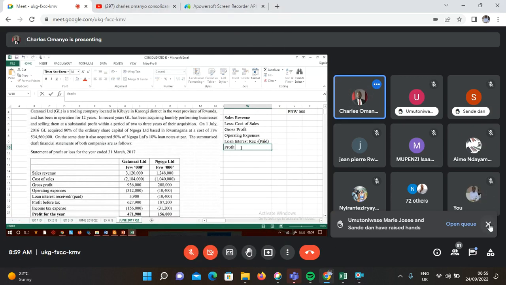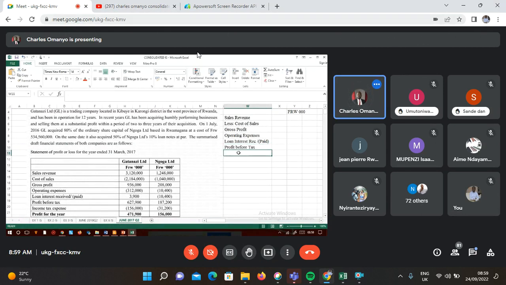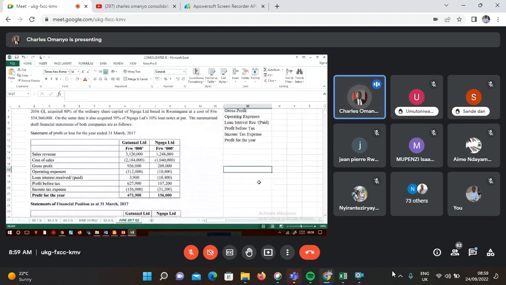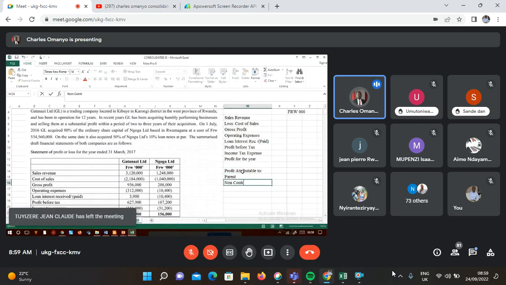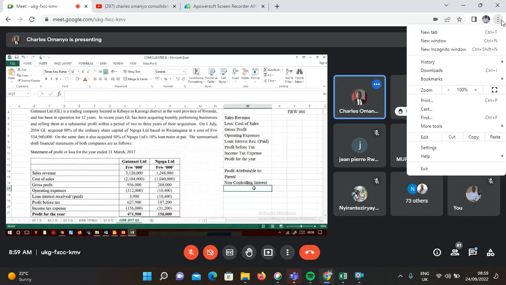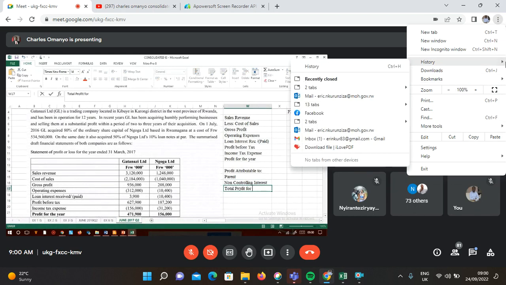Profit before tax, income tax expense, of course. We have profit for the year. And then after profit, please always remember the format, you must follow it. After profit for the year, what did we say? Profit attributable to what goes to the parent and what goes to the non-controlling interest. We were not asked for movement, but then this will give you total profit for the year.